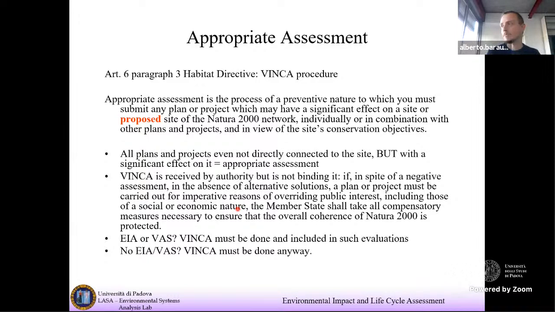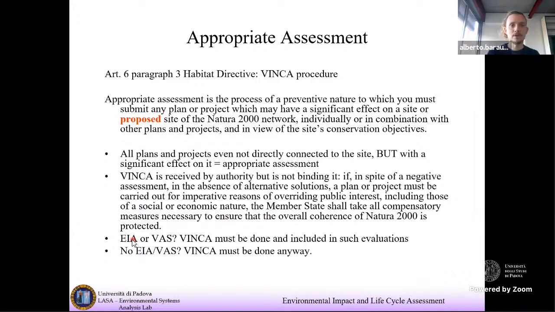For example, the construction of a highway could be very important from a strategic point of view for the economy of a member state. So that's an example of overriding public interest. But then if you construct something that has a negative impact on a Natura 2000 site, the member state has to take compensatory measures necessary to ensure the overall coherence of the Natura 2000 network.